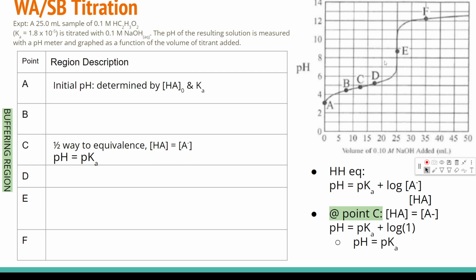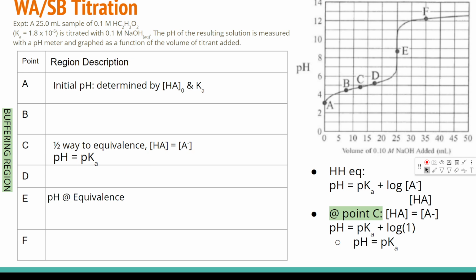And so then we have point E. Point E is the equivalence point that we've talked about before. At this point, we have the weak acid and the strong base. The strong base converted all of that weak acid to its conjugate. And so that's why we're at equivalence at this point.